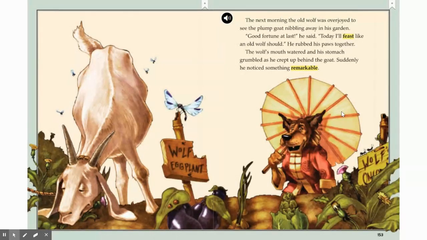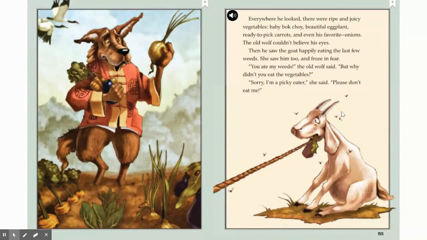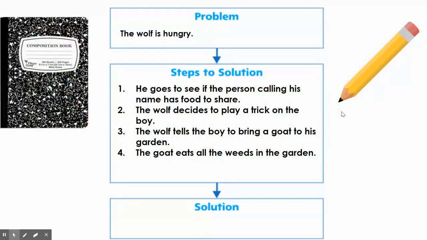And he says, "Good fortune at last. Today I'll feast like an old wolf should." But then he noticed that he was eating the weeds. And the goat eats all the weeds in the garden. That is the step to his solution, because now the wolf can see all of the wonderful vegetables he has in the garden, and he can eat his food.